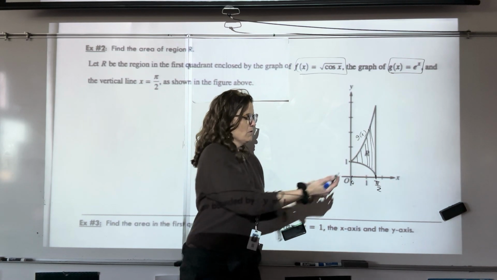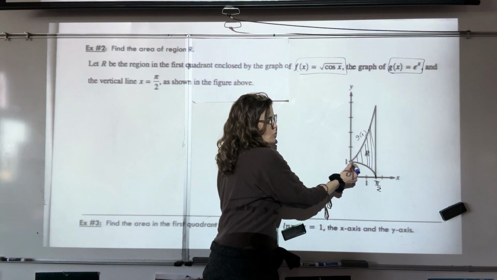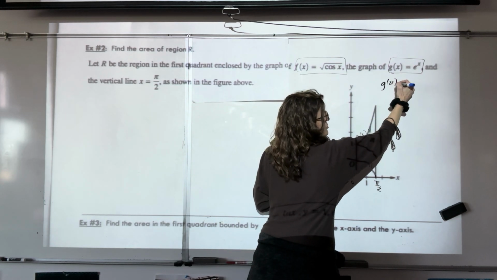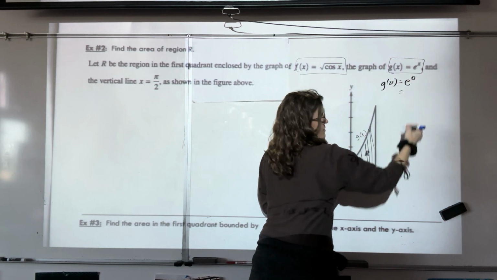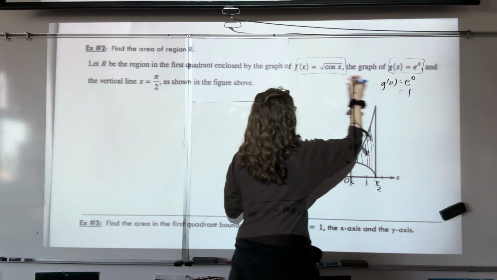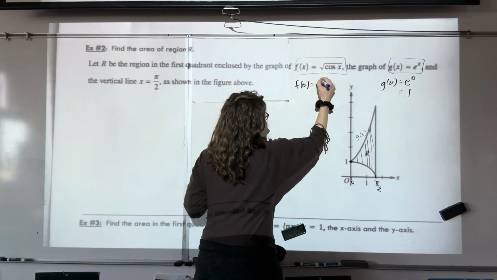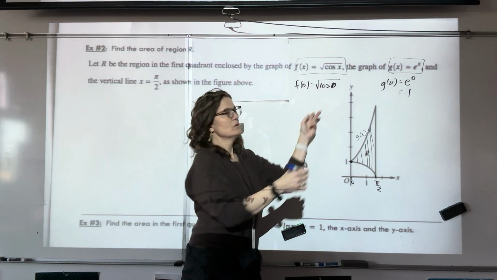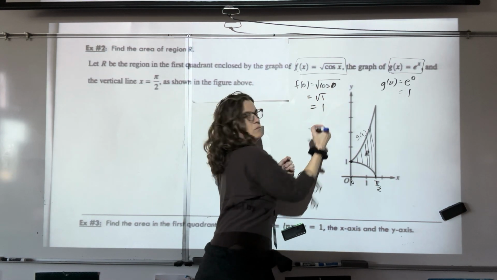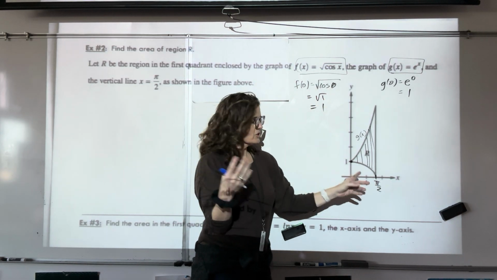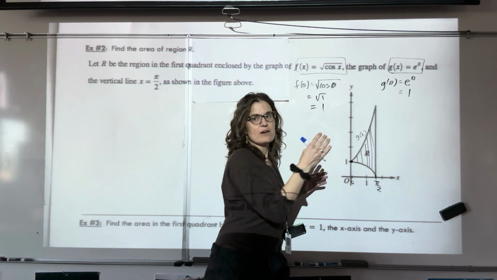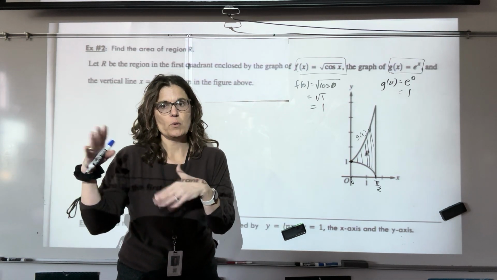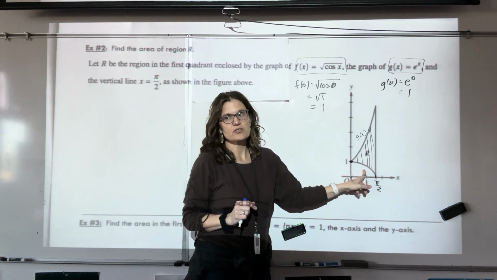Now, I'm assuming that at 0 these cross, but let's actually test that. g of 0 is e to the 0th, which is indeed 1. And f of 0 is square root of cosine of 0. Cosine of 0 is 1, and the square root of 1 is indeed 1. So yes, they touch at 0, 1. Or I could use my graphing calculator, second trace, calc 5, point of intersection, and find those points of intersection.